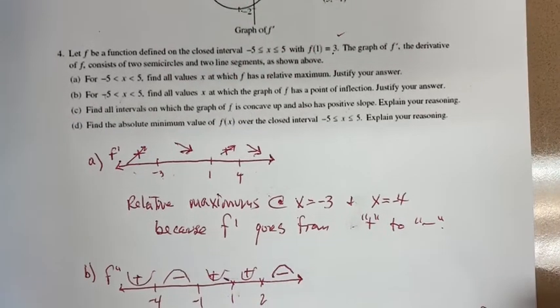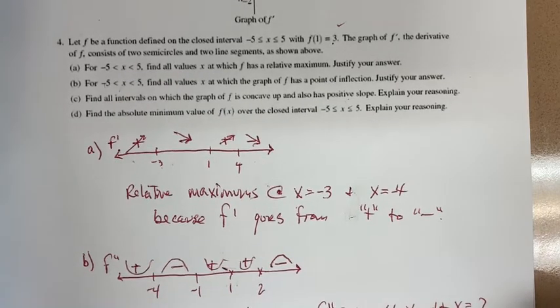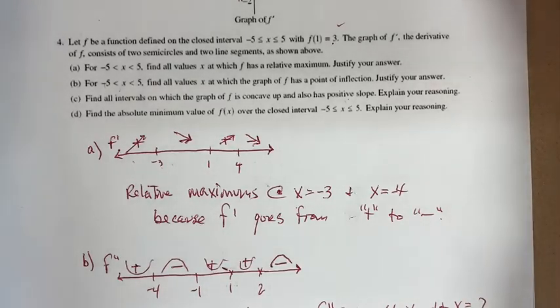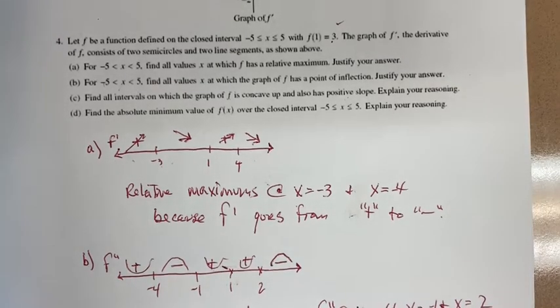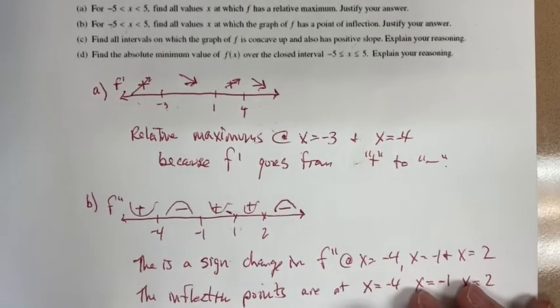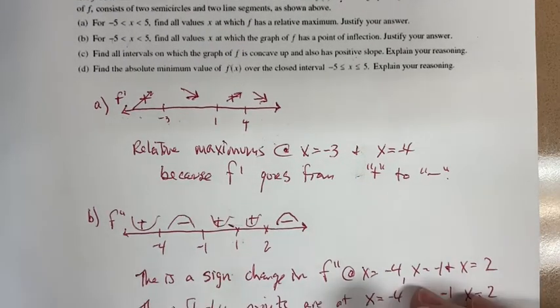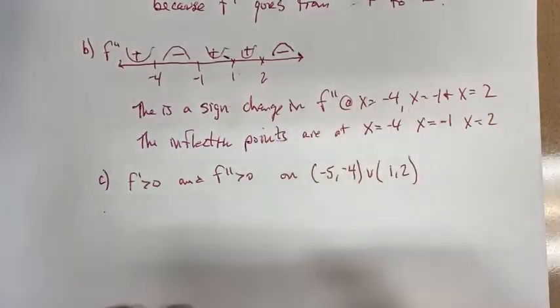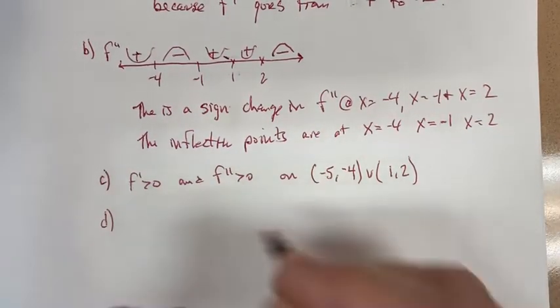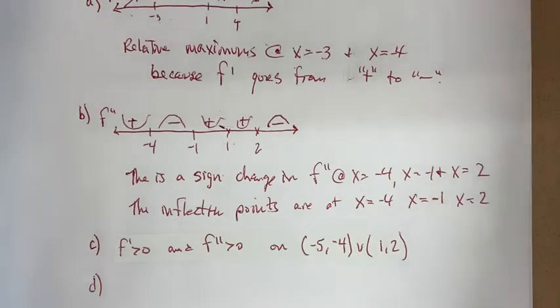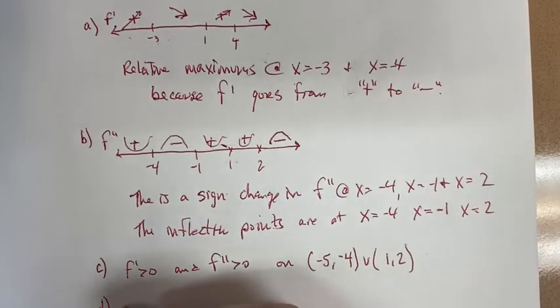So for D, we are looking for the absolute minimum over the closed interval. So we're including endpoints this time, from -5 to 5. And explain your reasoning. So this is where you have to list all the possibilities. That's usually a point on the AP exam. So for D, we're going to state where minimums can occur, right?